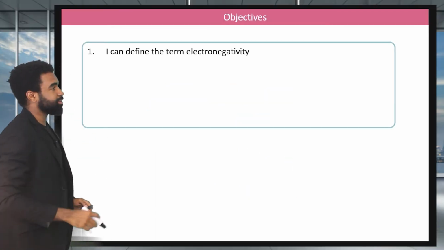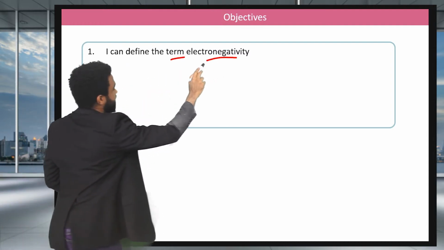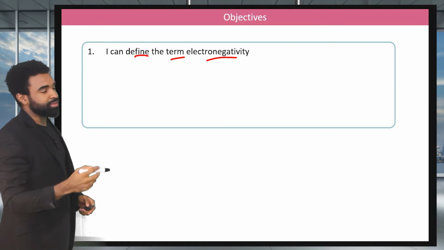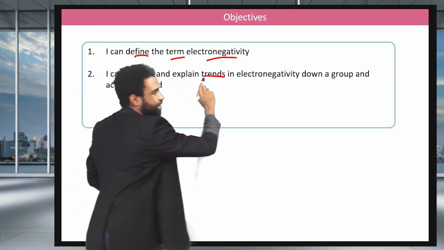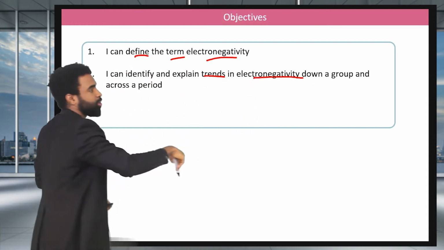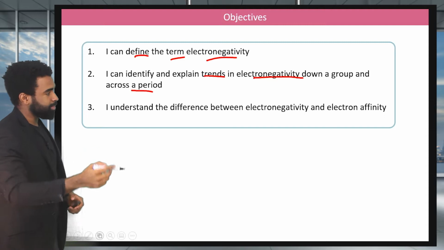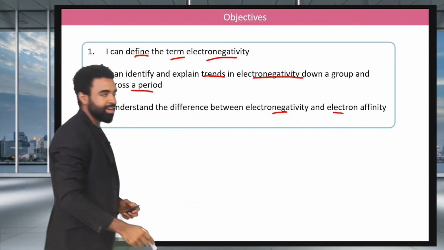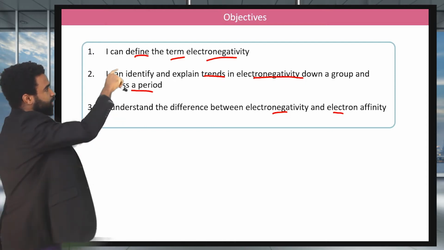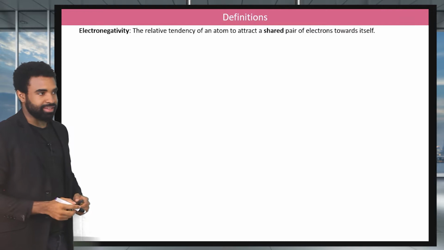Our formal objectives are the following. We'd like to be able to define the term electronegativity and really understand this definition. Secondly, we'd like to be able to identify and explain the trends in electronegativity, or EN, down a group and across a period. And finally, we should be able to distinguish between EN and EA, or electron affinity. We begin with the first one, defining and understanding the definition of electronegativity.